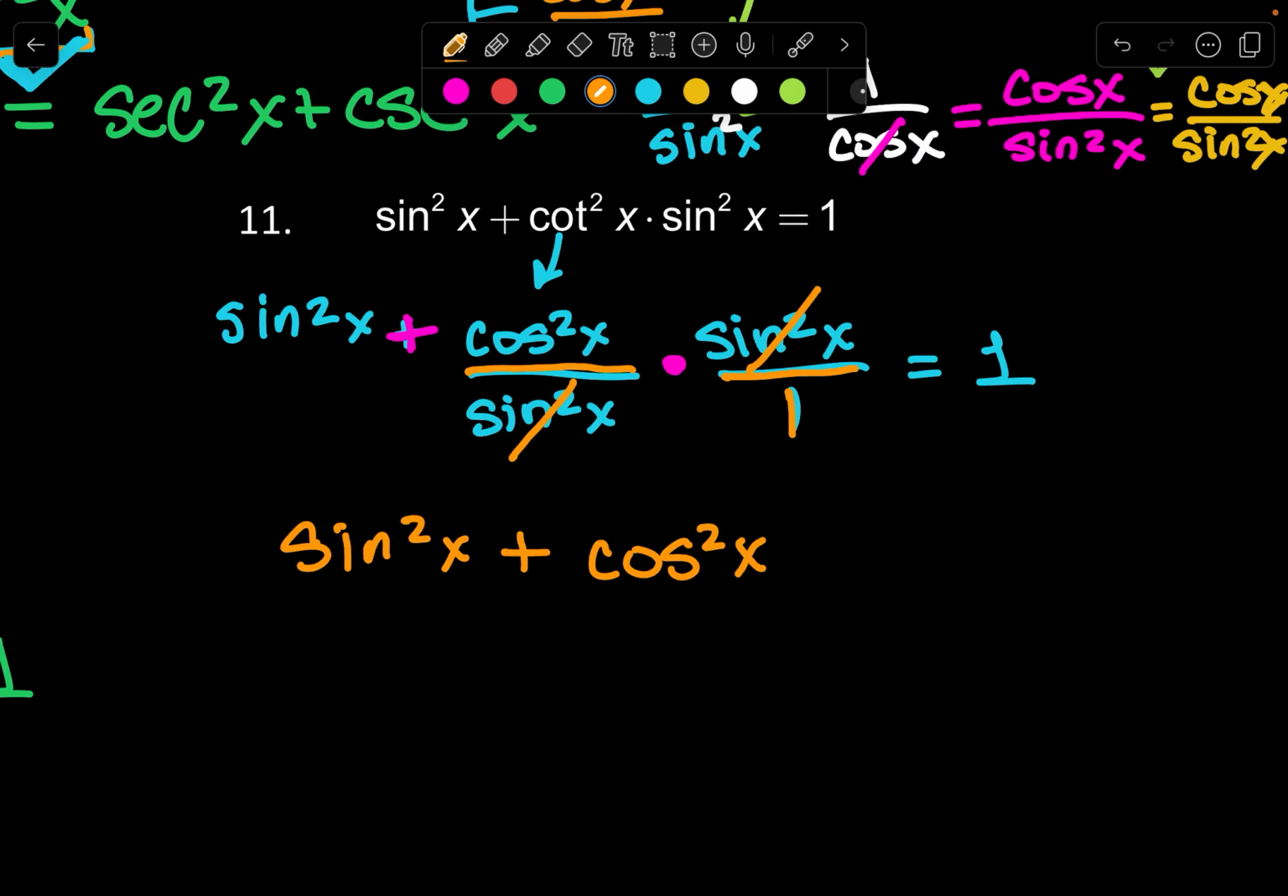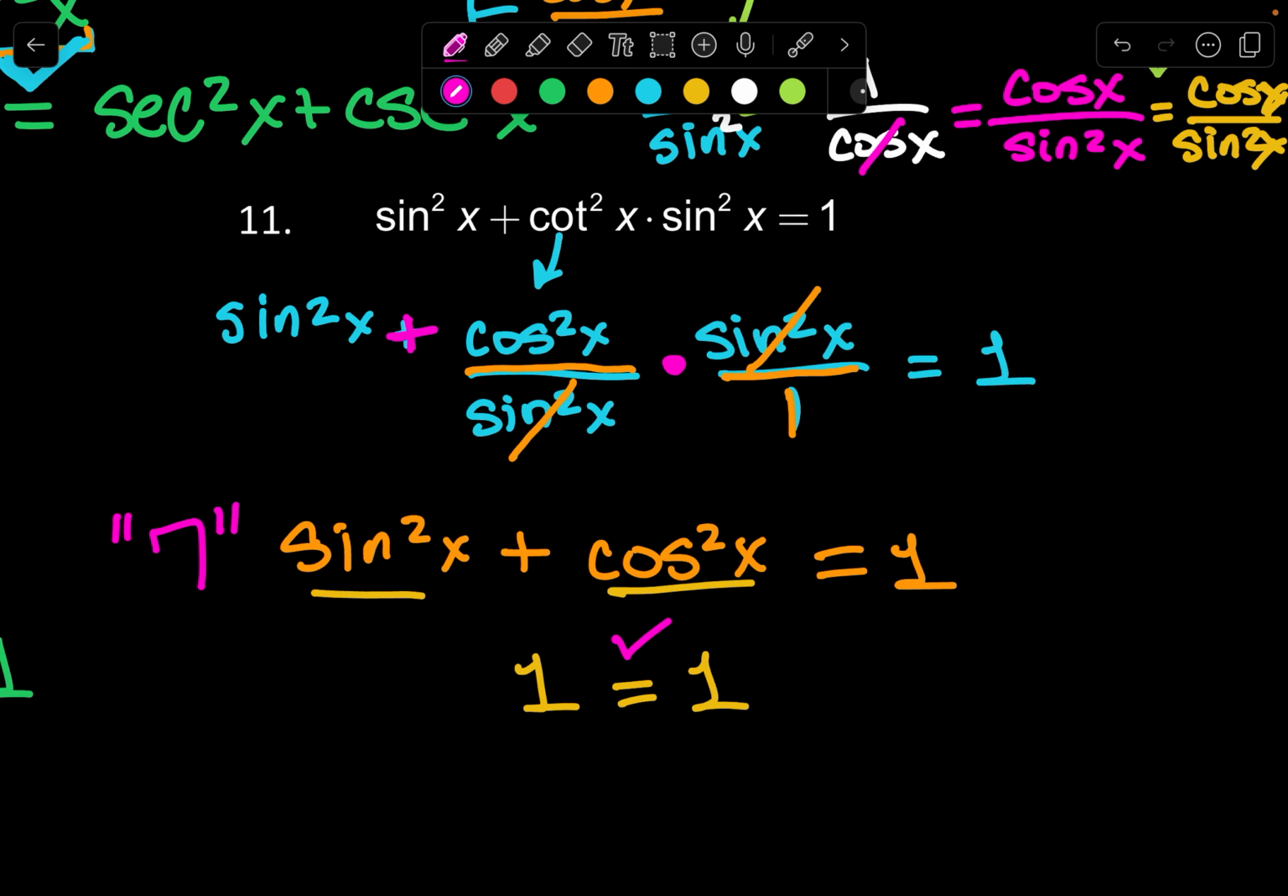And now you can get to the addition part. Sine squared x plus cosine squared x is 1. 1 equals 1. That is one of our Pythagorean identities.